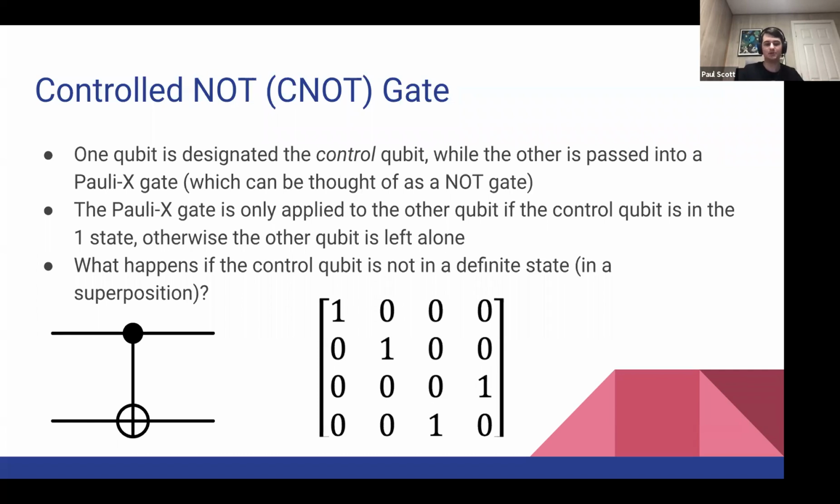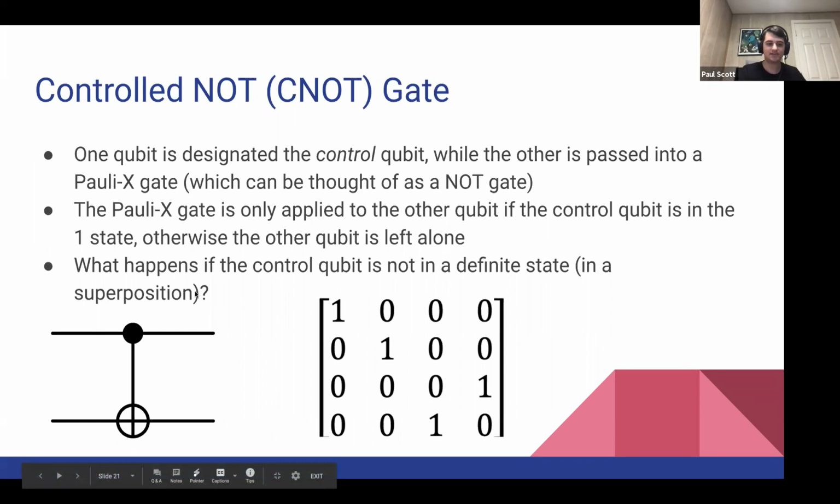So what is the control bit's purpose? The control bit either enables or disables the NOT gate, the Pauli-X gate. If the control bit is in the definite 1 state, then the Pauli-X gate will be applied to the other qubit. However, if the control bit is in the definite 0 state, then the Pauli-X gate is not applied, and the second qubit is just unaffected. That all seems simple, but the issue is, what happens if the control bit is a superposition of the 0 and the 1 state? That's a very interesting question, and we'll go over it in a second.